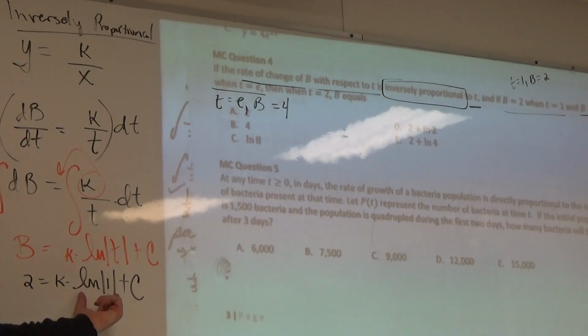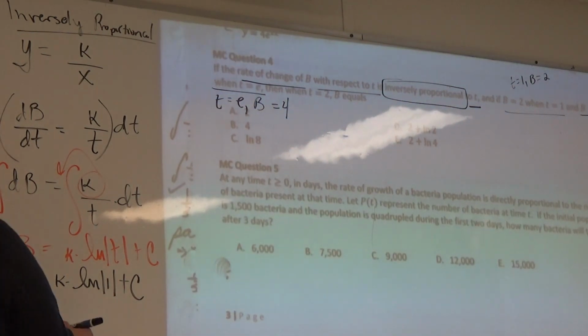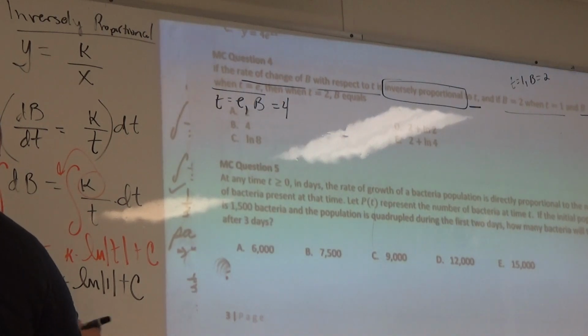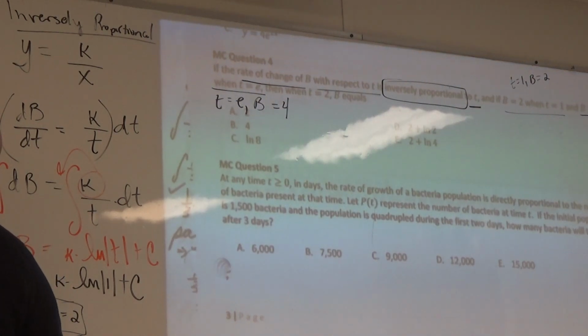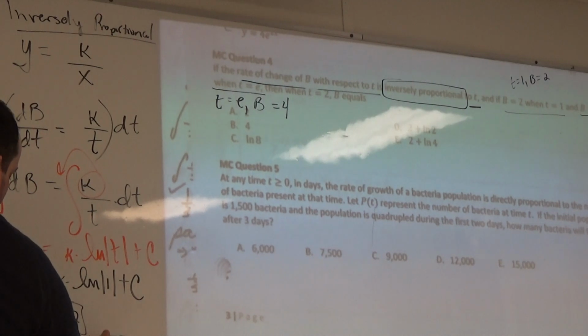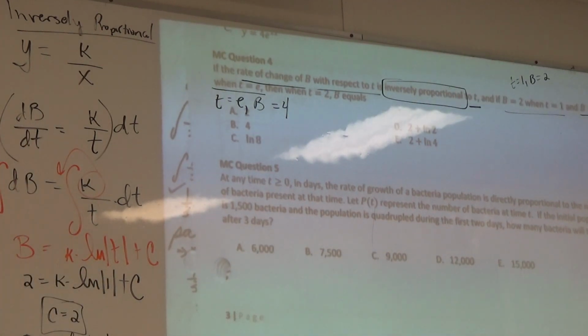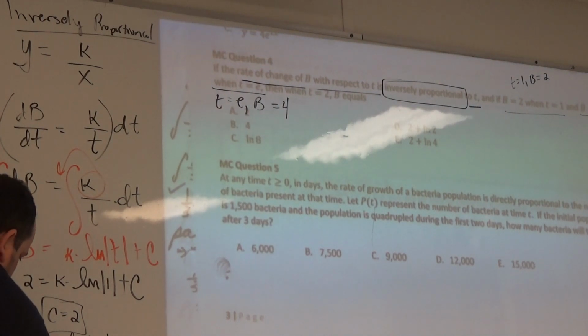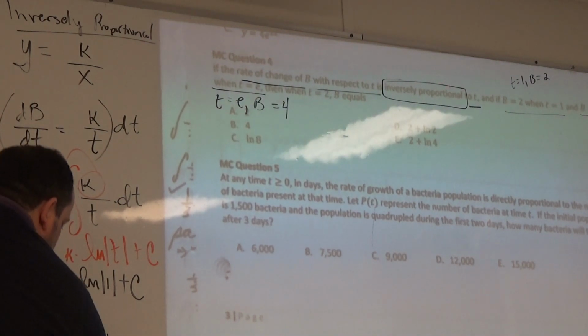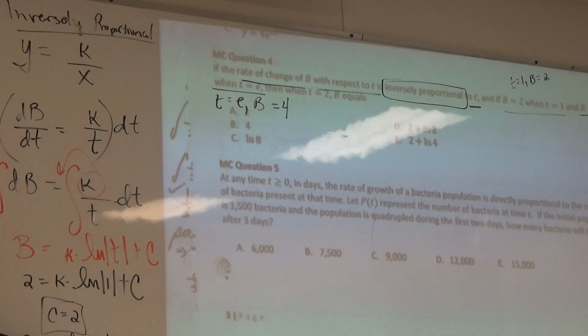There's 2 constants. What's the natural log of 1? 0. So Big C. So c is equal to 2. So now I've got b equals k times the natural log of the absolute value of t plus 2. Go on to the other initial condition. B is equal to 4 when T is equal to E. Natural log of E. Hopefully another easy one.